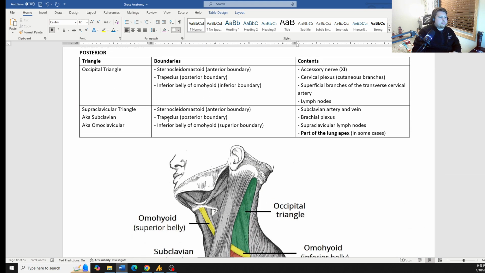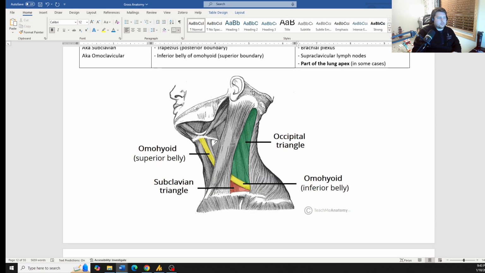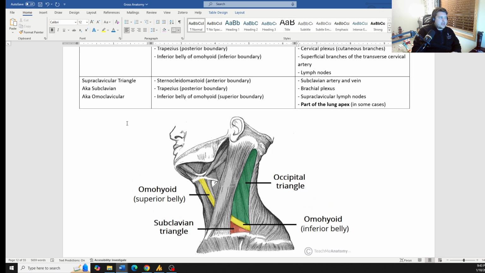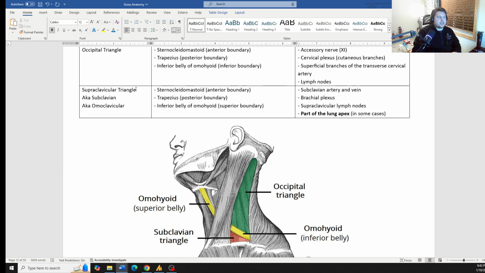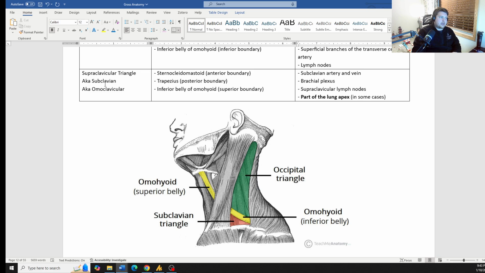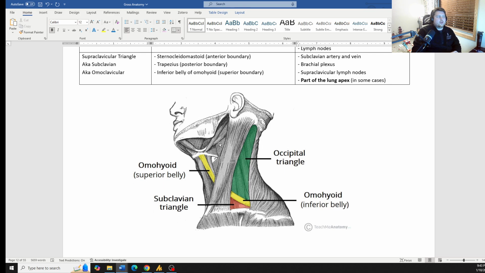Getting more towards the back of the neck, we have two. We have an occipital triangle between the trapezius, the omohyoid, and the sternocleidomastoid. And then the supraclavicular triangle, aka subclavian triangle, aka omoclavicular triangle. We can see right down here below with the omohyoid, the clavicle down in there, sternocleidomastoid right here.